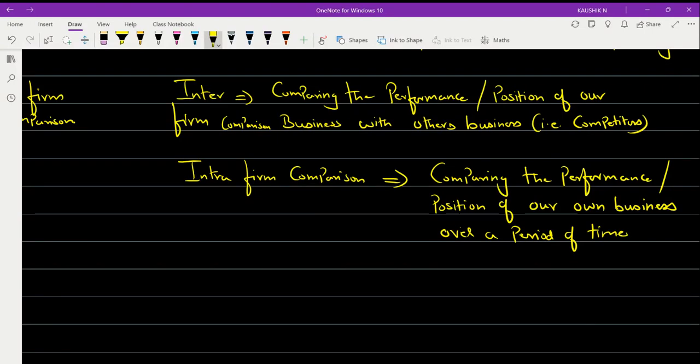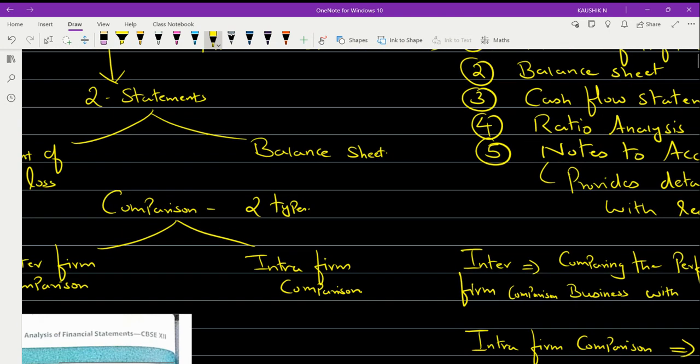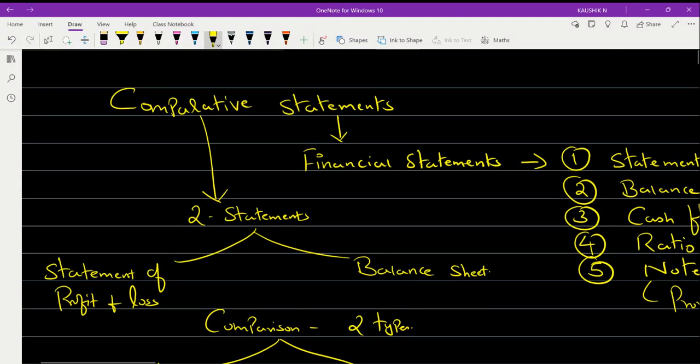So self-analysis, or another word for it, intra-firm comparison, is nothing but doing a self-analysis with respect to the performance and position of our own business. Can you get the concept? Yes, sir. So for these two comparisons, inter-firm comparison or intra-firm comparison, we may make use of either the profit and loss statement or the balance sheet. Right? Now you have a picture of what a comparative statement is all about.